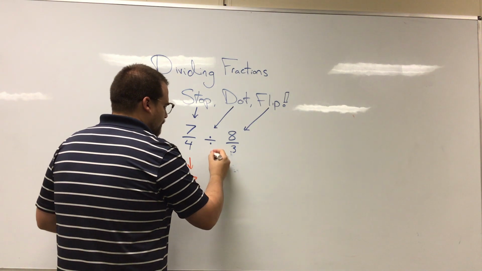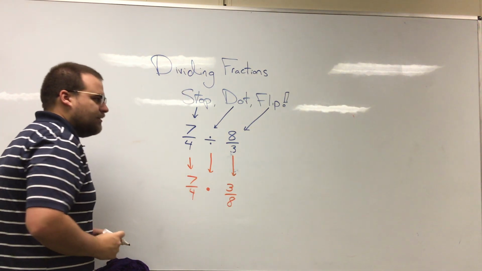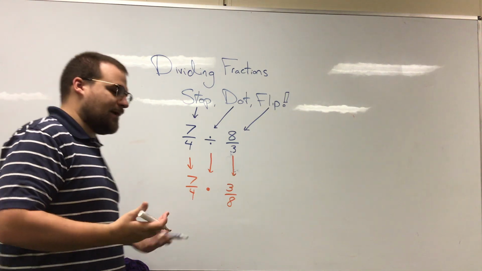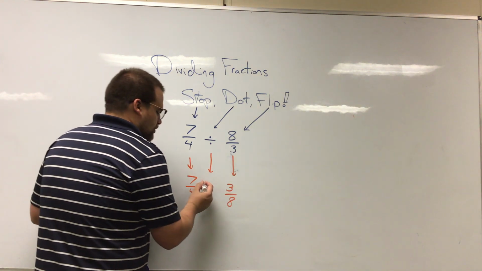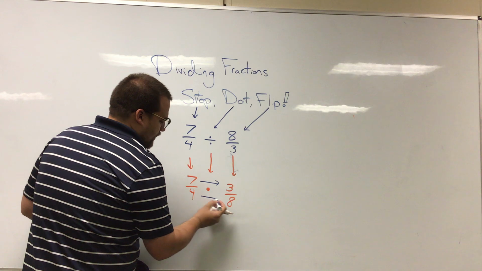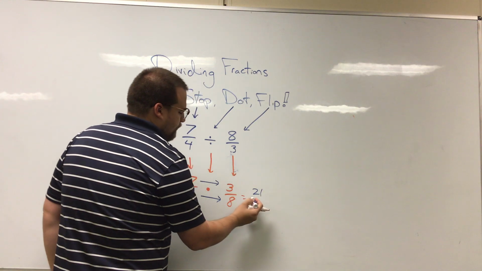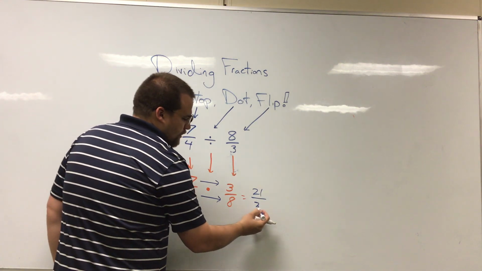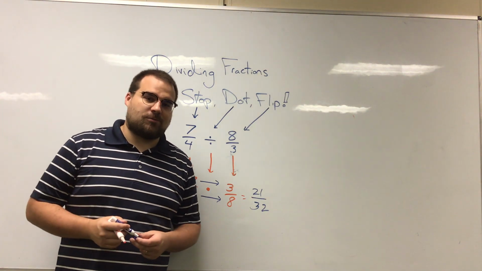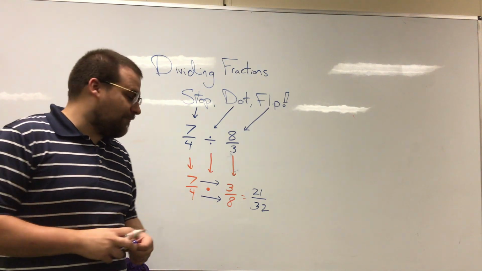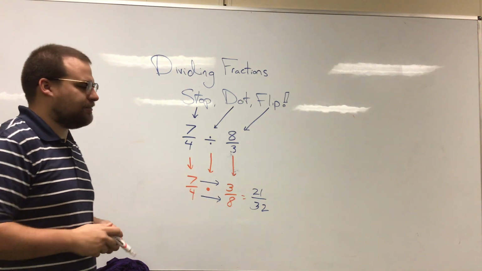So we flip that fraction, so instead of 8 over 3, it becomes 3 over 8. And now we have a multiplication problem. And we're a lot more comfortable with multiplying fractions, right? We multiply straight across the top, multiply straight across the bottom. 7 times 3 is 21. 4 times 8 is 32. And that's a fraction in simplest form. We finished our problem. That's all there was to it. If we were able to simplify that fraction, we would. But in this case, we can't.